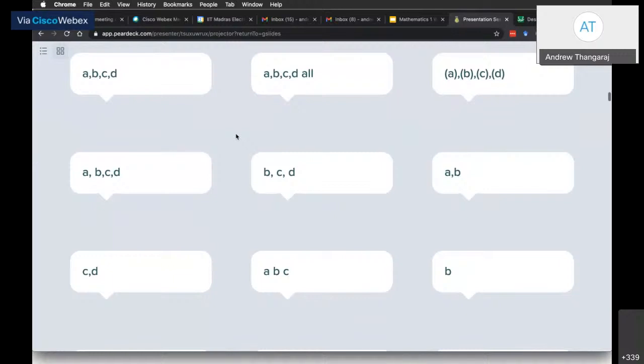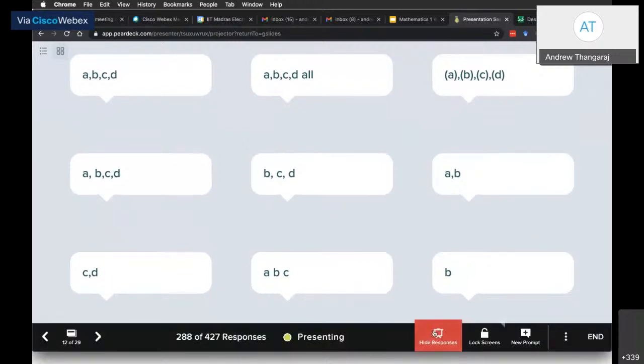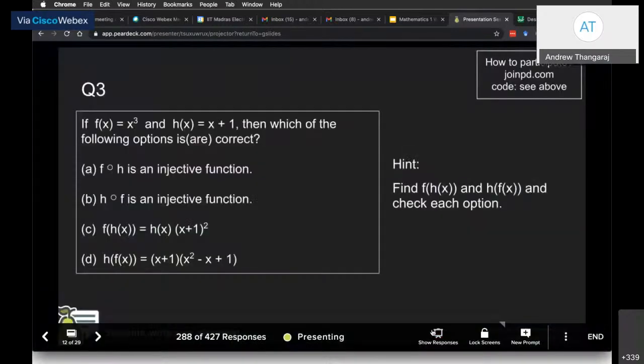Okay. So let me see if I can spend some time going through each of these questions and then showing you how it works maybe.